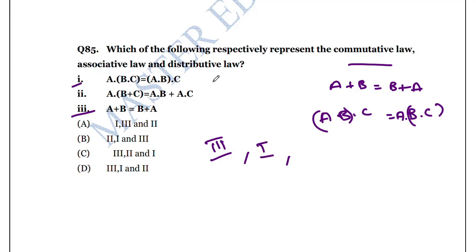And the next one is the distributive law. Distributive law is a dot (b plus c), which can be written as a dot b plus a dot c, right? So this is 2. So 3, 1 and 2 is the answer, which is available in option D. 3 is the commutative law, 1 is the associative law, and 2 is the distributive law.